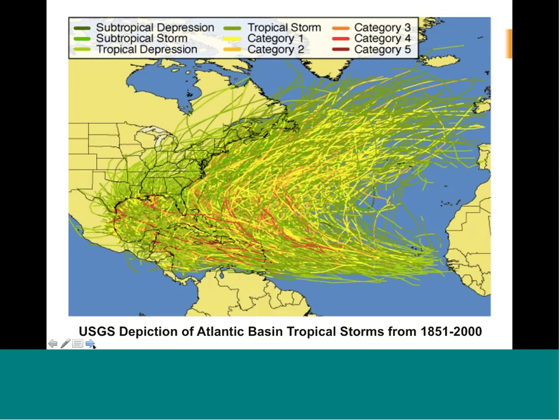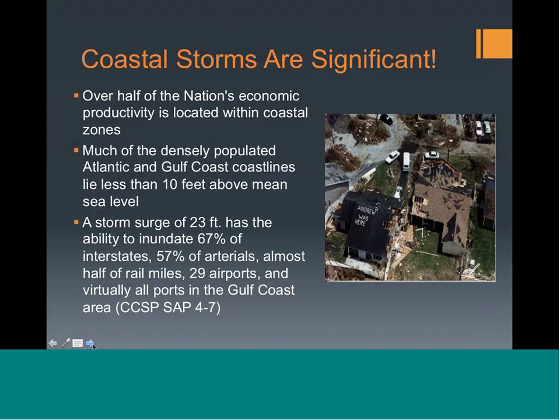And these storms are significant. Over half the nation's economic productivity occurs in these areas. Think of all the ports we have, the trains, and the major highways that produce and carry stuff out of there. Most of the densely populated areas on the coast are within 10 feet of mean sea level. So if you have a Category 4 or 5 storm hitting an area, it can have a tremendous impact on not only the population per se, but the infrastructure and, longer term, the economy of an area.